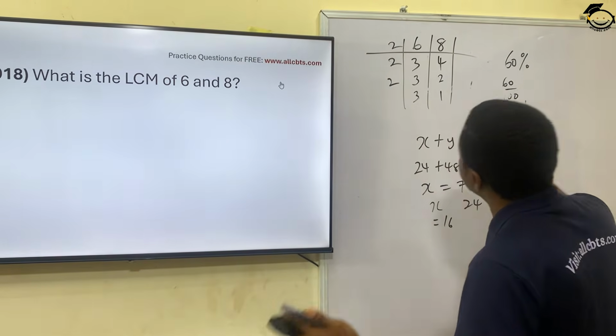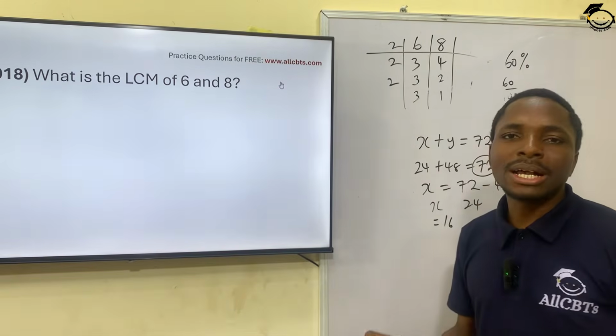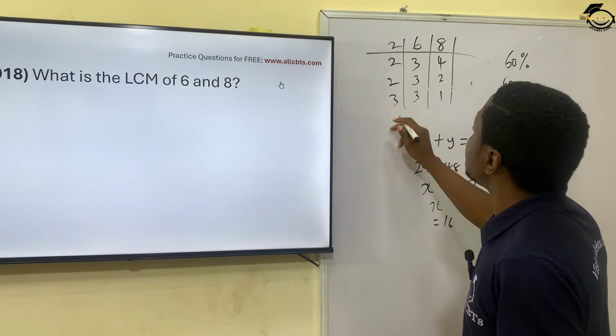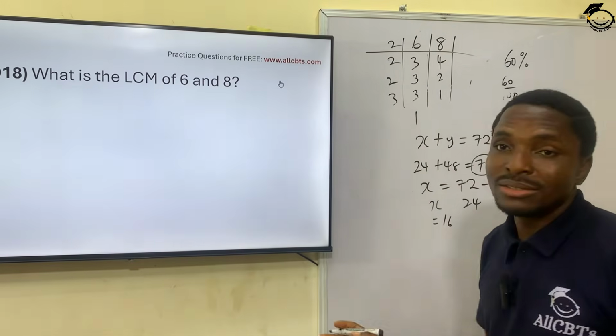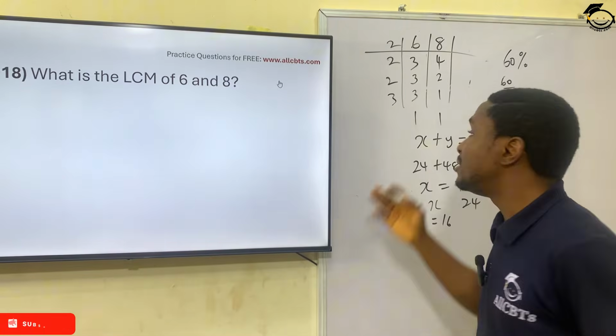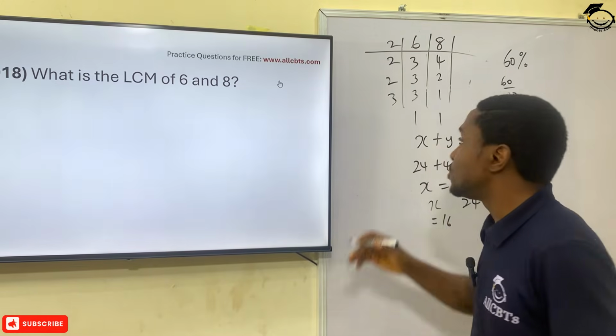So 2 cannot divide 3. So what is the next number that can divide 3? Aside 1, remember I said aside 1. That number will be what? 3. So 3 divided by 3 is 1. Then this is your 1. You bring it down. Nothing else to divide. 1 divided by 1 is still 1. So this is where we will stop.